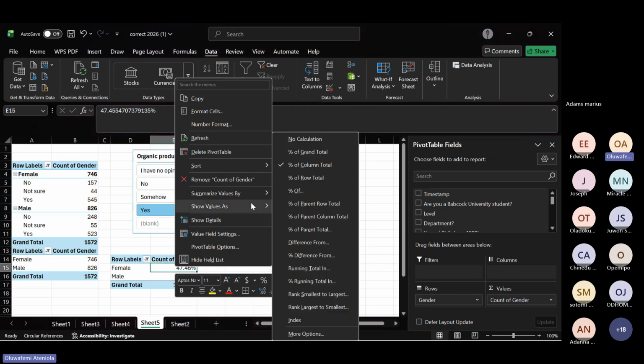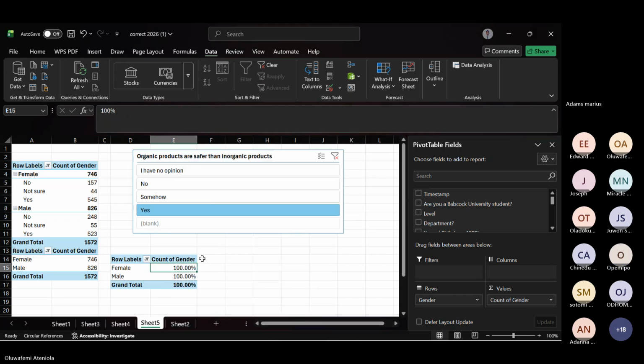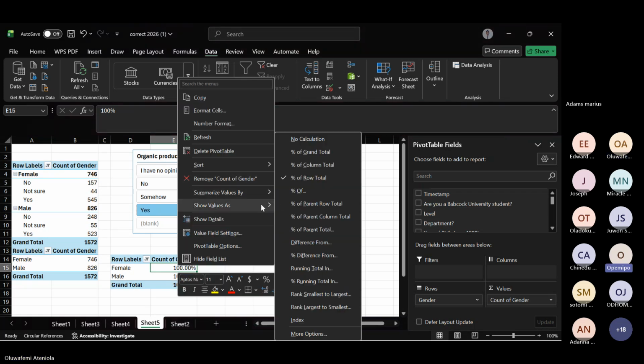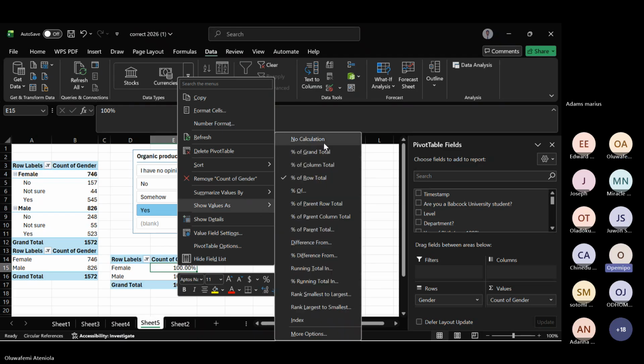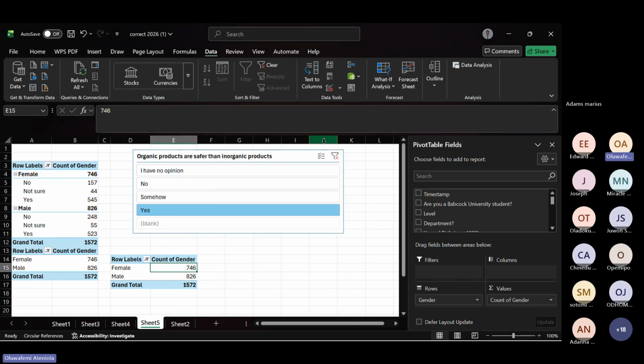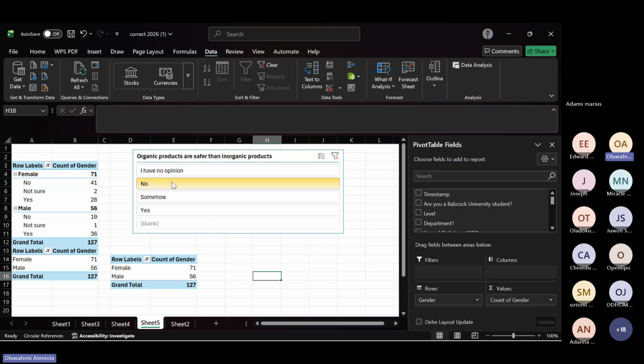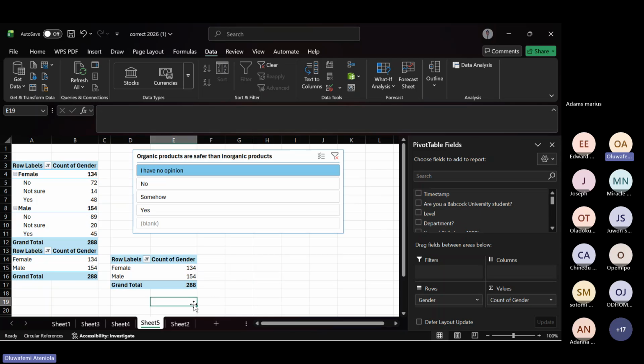Let's not show them as this. Percentage of no total. No. Show value as calculation. Good. So by the time we do this filter, the total number of persons that says no is 127. So 127 of this, and then we can now convert them into percentage by doing the normal calculation divided by 100.